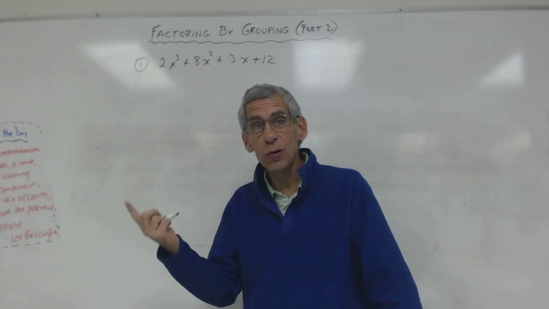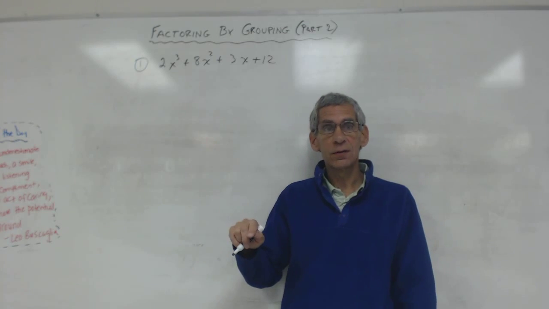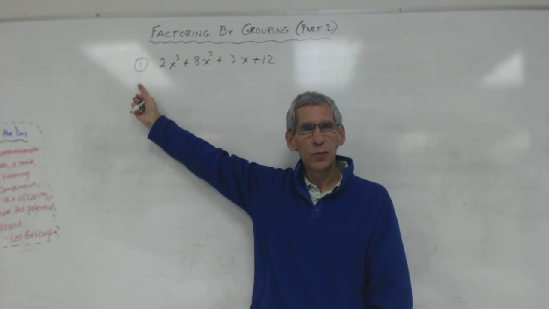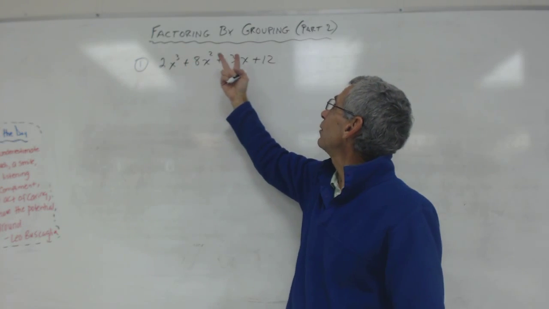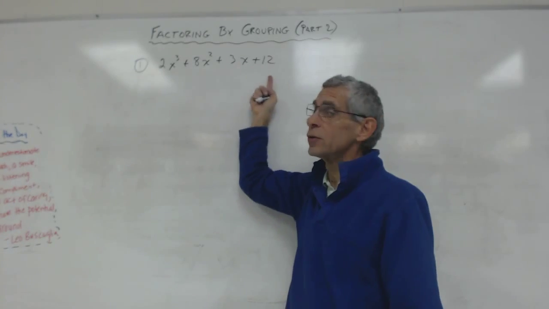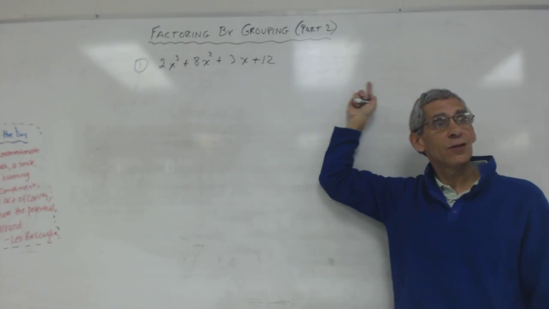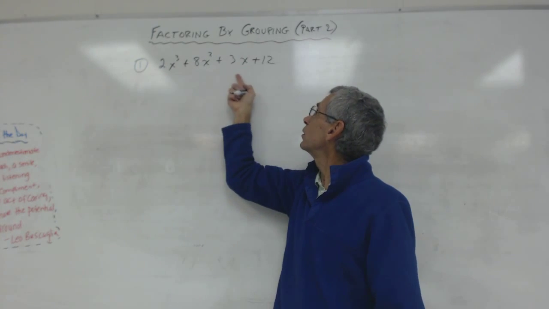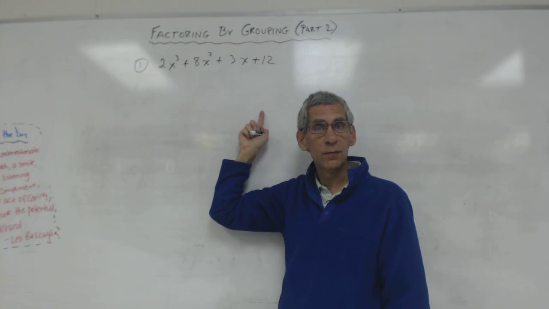So factoring by grouping. This is part 2. The other one was on Friday. And so I'm just going to review what I did on Friday, just briefly, so that we're on the same track. So factoring by grouping is something you use when you have 4 terms. You could have 6 terms. You could have 10 terms. You know, an even number of terms. You can group them in groups of 2, and you can factor them, right?